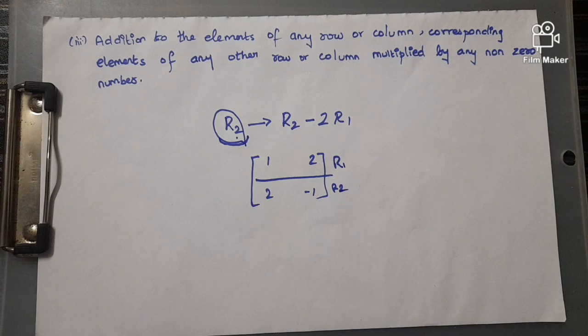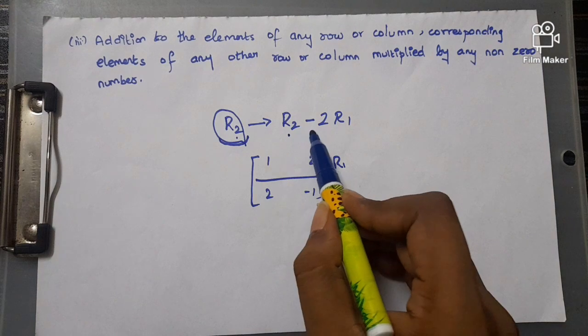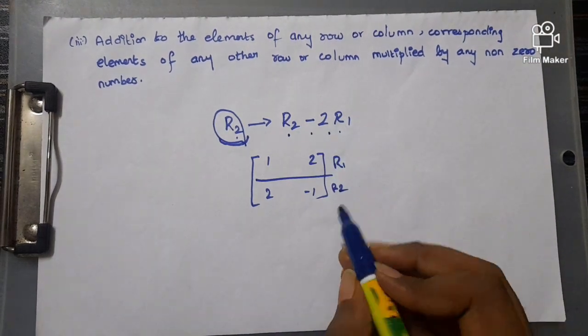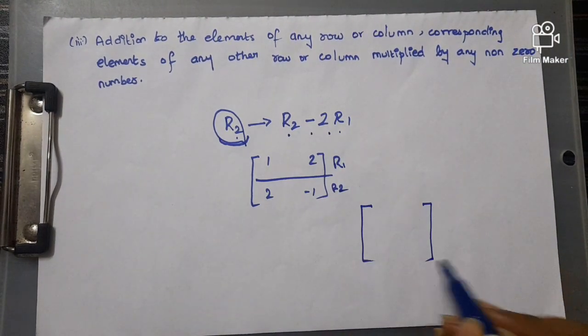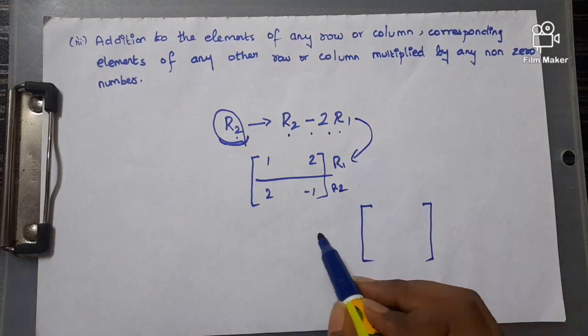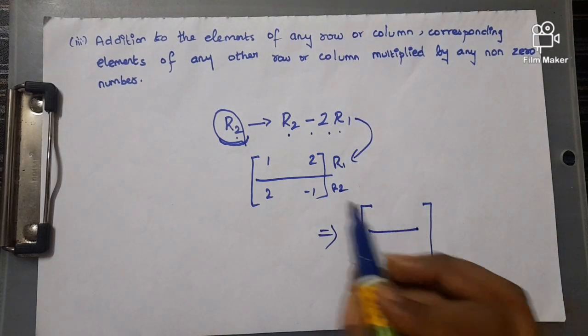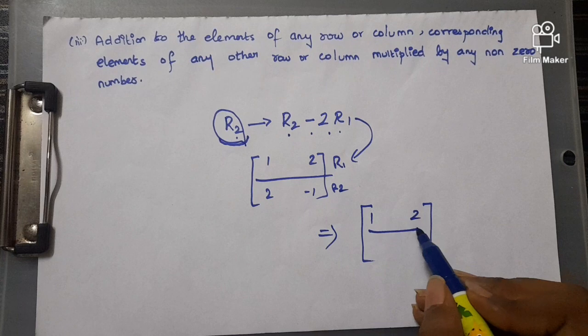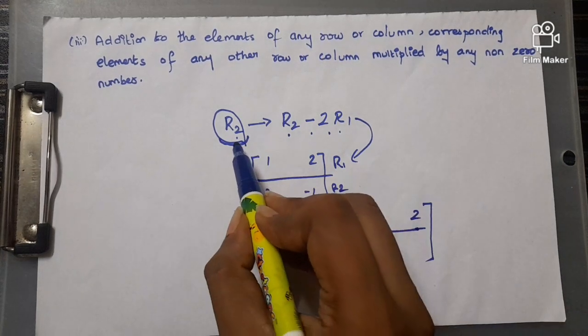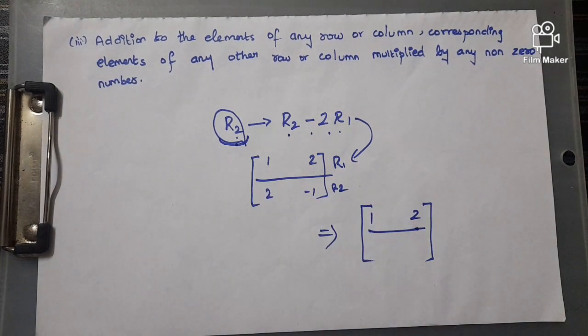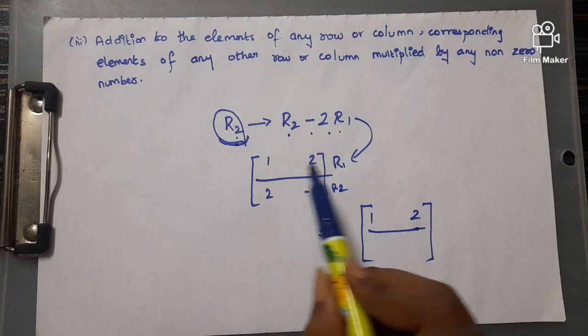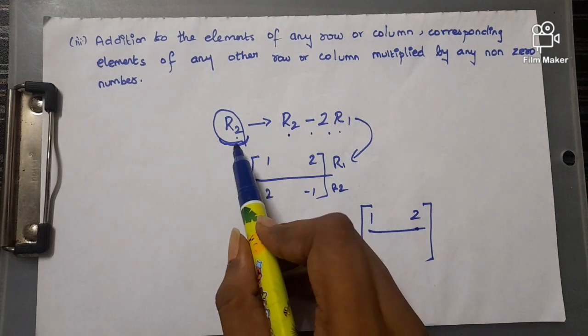Okay, what is that operation? The operation is R2 minus 2 times R1. Okay, fine. So the net result matrix, when you apply this over here, is, see, first R1, 1 2, you just need to write, because R2 is what is going to undergo an operation where R1 is undisturbed, right? So just write R1 as it is. What happens to R2?